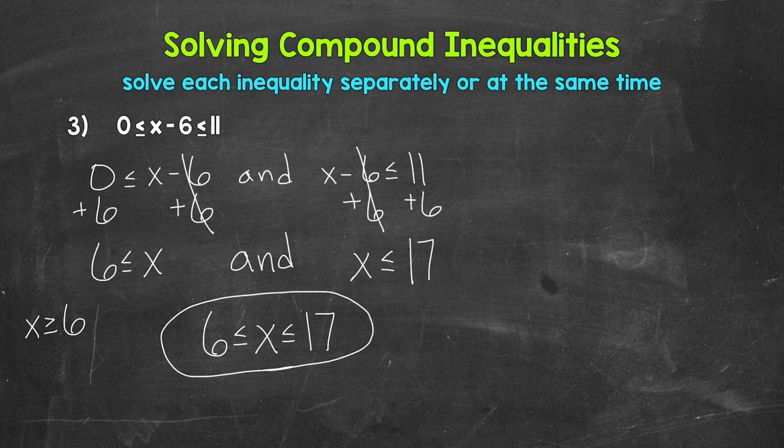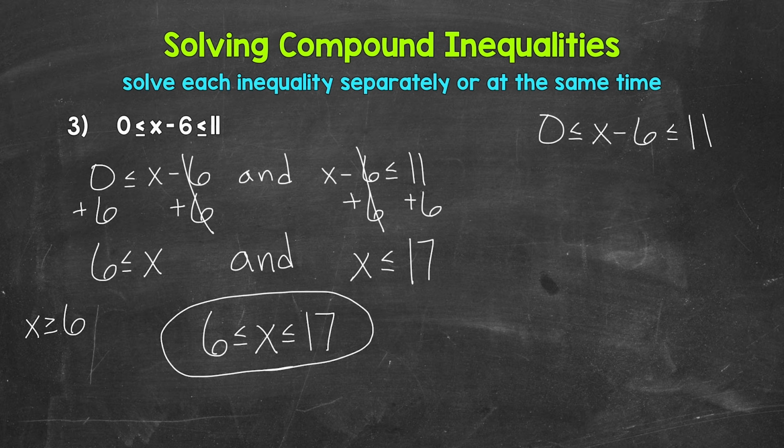Remember, a solution of a compound inequality involving "and" is any number that makes both inequalities true. It has to work for both. Now let's solve this a second way, and for this, let's rewrite it over here so we have x minus 6 is greater than or equal to 0 and less than or equal to 11.